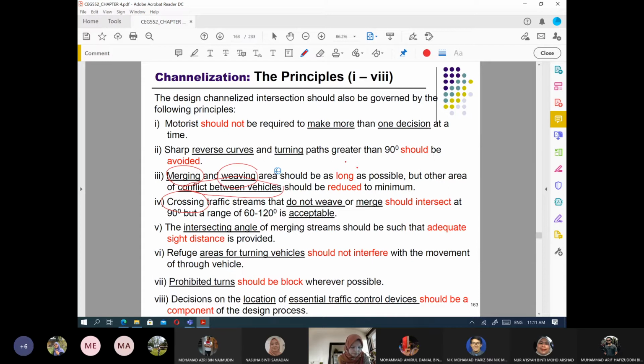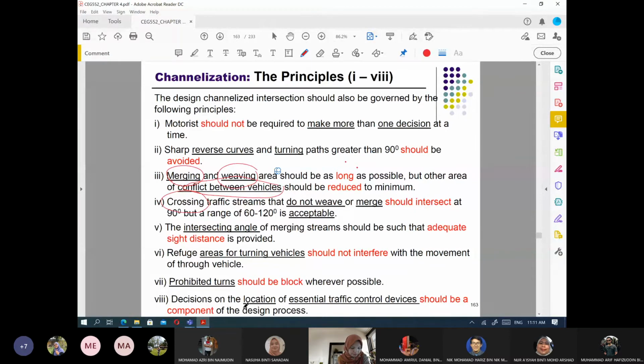Okay, refuge areas for turning vehicles should not interfere with the movement of through vehicles. Okay, dia kena bagi khas lah refuge punya movement. Prohibited turns should be blocked wherever possible. So this is something to do with providing channelization. Kalau you provide channel, at the same time kita prohibit any illegal turning movement.